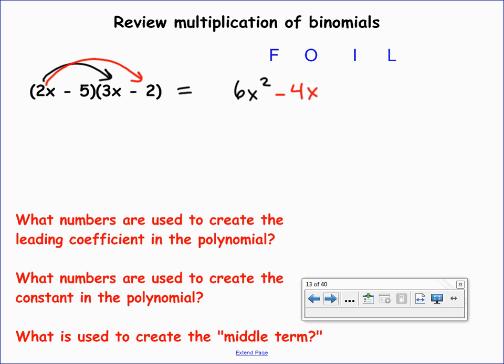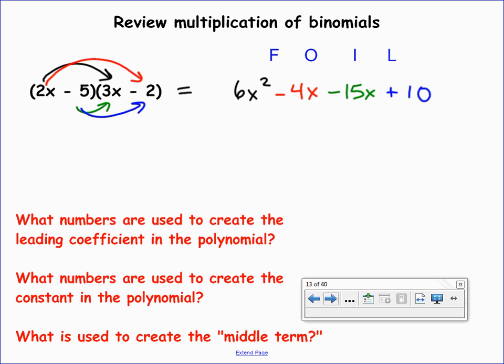Then the I would be the inner product, the inside product, because those are the innermost factors in my original binomials. Negative 5 times positive 3x would be negative 15x. And then lastly, in blue, negative 5 times negative 2, that's the last product. That's the L in FOIL because it's the product of the last terms in each binomial. What's negative 5 times negative 2? Well, that's positive 10. And this way we can see our F, O, I, L: first, outer, inner, last. Now, is that my final answer? No.